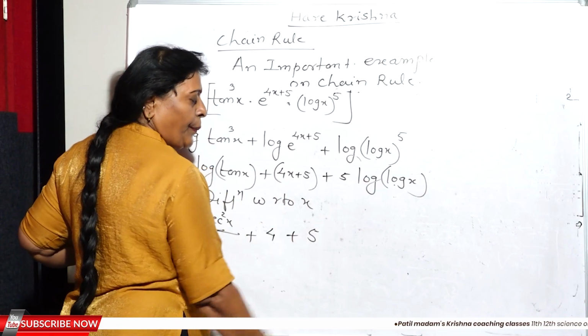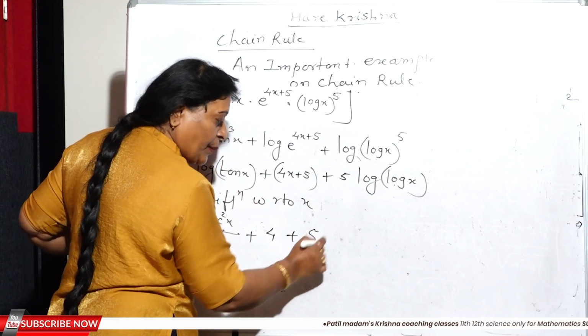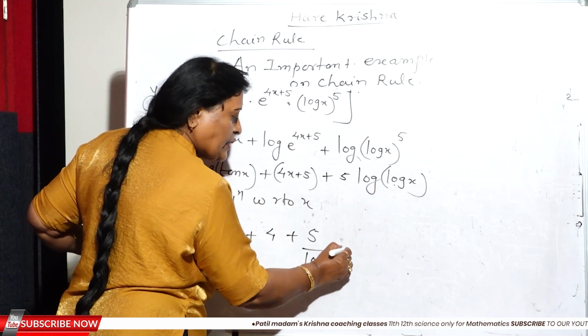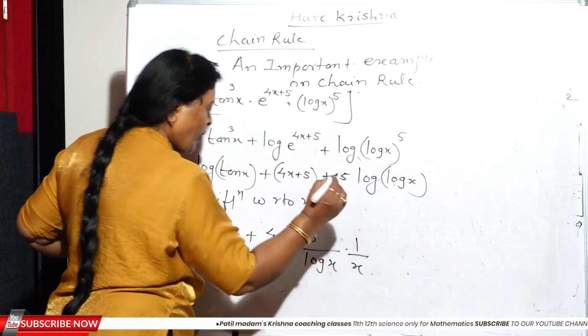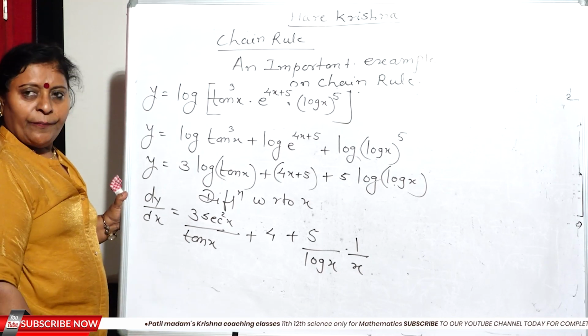Again here you have to apply the chain rule. Here you have to substitute u. Log u, that is nothing but 1 by u, means 1 upon log x. And what is the derivative of log x? That is 1 by x. So this is the result. This is the fourth important example, isn't it?